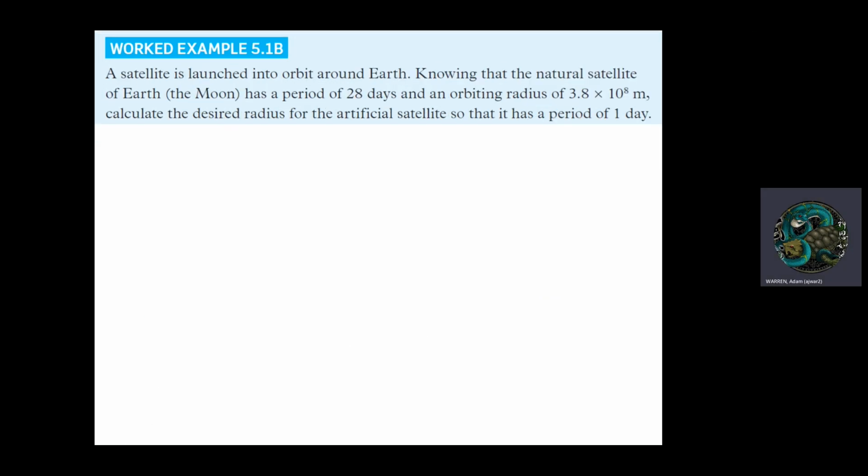Here we have a satellite and Earth system. Satellite launched around Earth, knowing the natural satellite of Earth, the Moon, has a period of 28 days and an orbiting radius of 3.8 times 10 to the 8. Calculate the desired radius for the artificial satellite, so it has a period of 1 day.